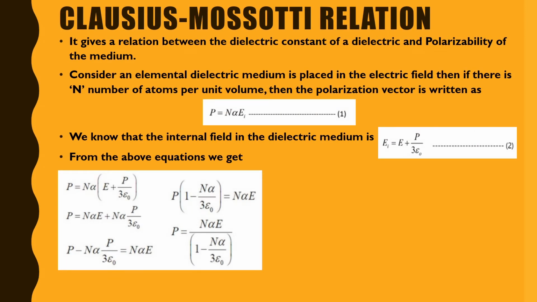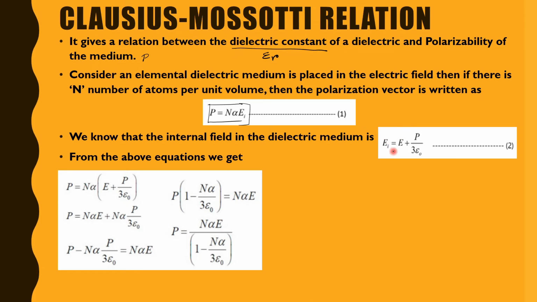Now to derive this Clausius-Mossotti relation, it gives a relation between the dielectric constant, that is epsilon r, and the polarizability of the medium. This is the first equation which we have previously got. One of the formulas which we need to remember is this one, that is Ei, the internal field, is equal to E plus P by 3 epsilon naught, which is the second equation.